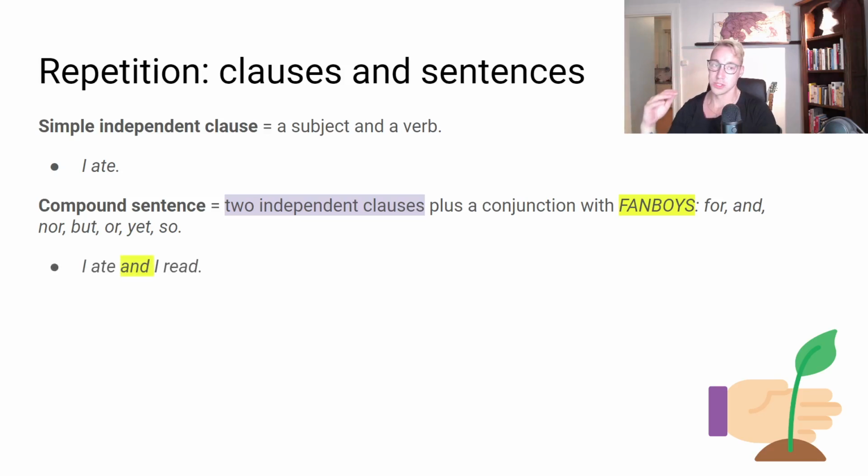Okay, so it could look something like this. I ate and I read. And here you got a larger, more complex sentence where you incorporated the first one, I ate, but you added some information.